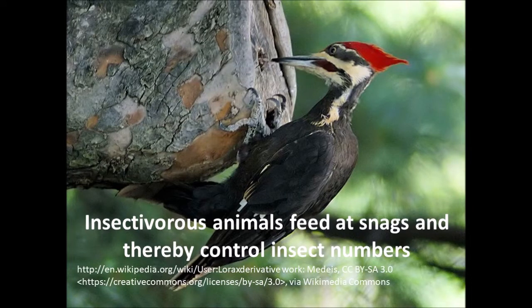Typically insectivorous animals feed at snags, and they therefore control insect numbers, particularly those found in snags. A lot of wood borers would take up in snags, so it would be a good place to draw such pest insects, but also then to have the animals feed on them. So the snags act as feeding stations in a sense, by attracting the various insects, and that of course would attract all the insectivorous species of animals that feed on them, and perhaps give a little bit of breather to the live trees that might be threatened by such insect invasions.